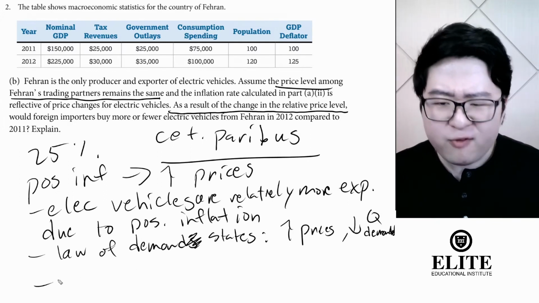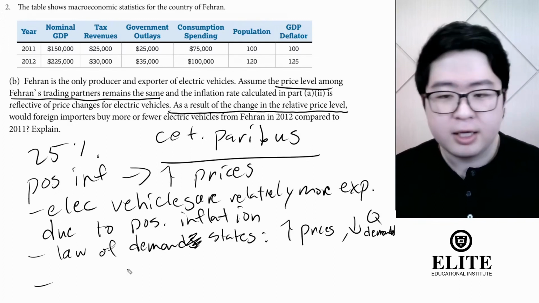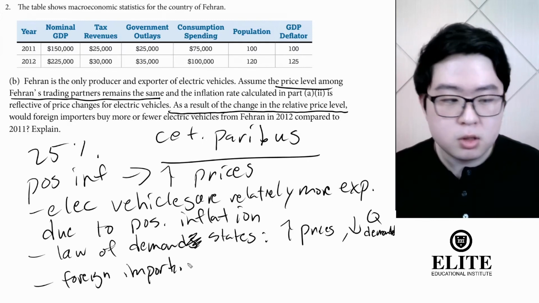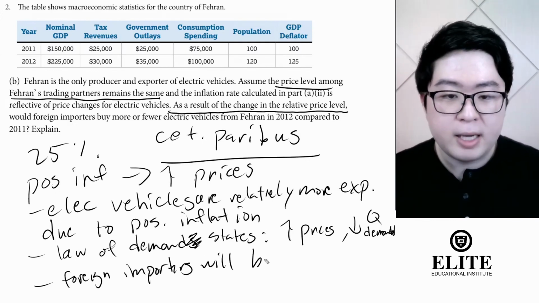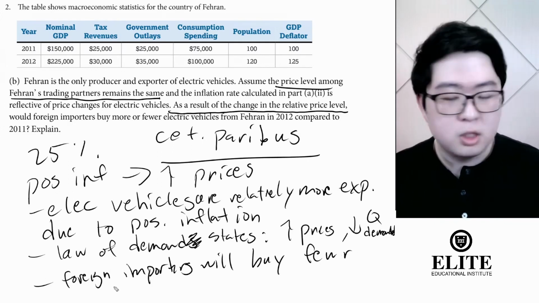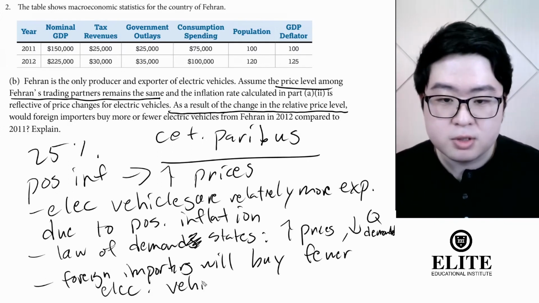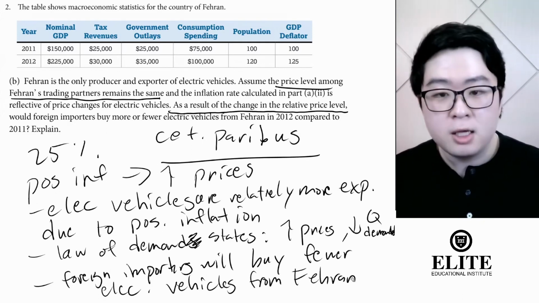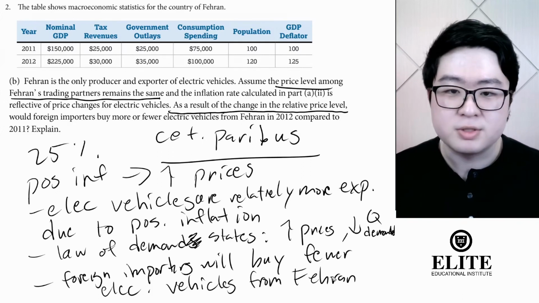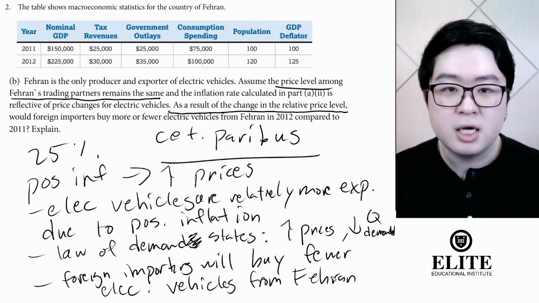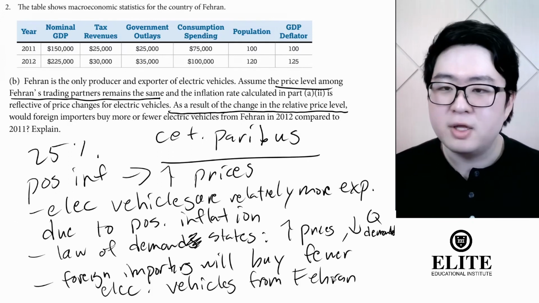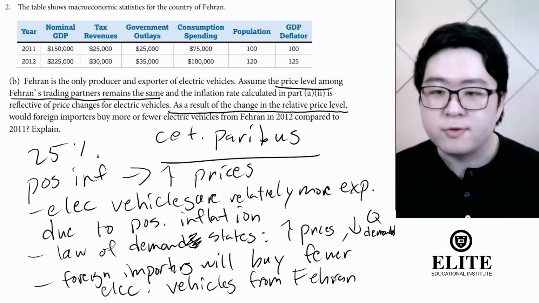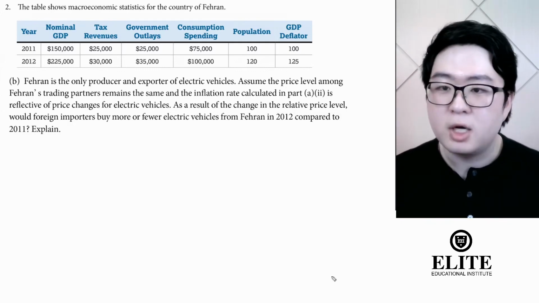right? Finally, we can put these two parts together and say, therefore, foreign importers will buy fewer electric vehicles from Tehran. Why? Because the relative price of electric vehicles has gone up. Because Tehran's price level has gone up, whereas the price level of the trading partners of Tehran have not changed, right? So it's relatively more expensive. They'll buy fewer of them. Excellent. Let's go ahead and move on to part C.